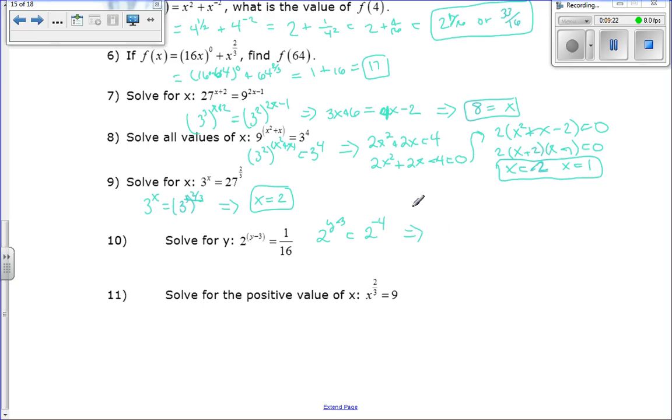So we take our exponents, set them equal to each other. Y minus 3 equals negative 4. I add 3 to both sides. So y is equal to negative 1. I really don't like that.